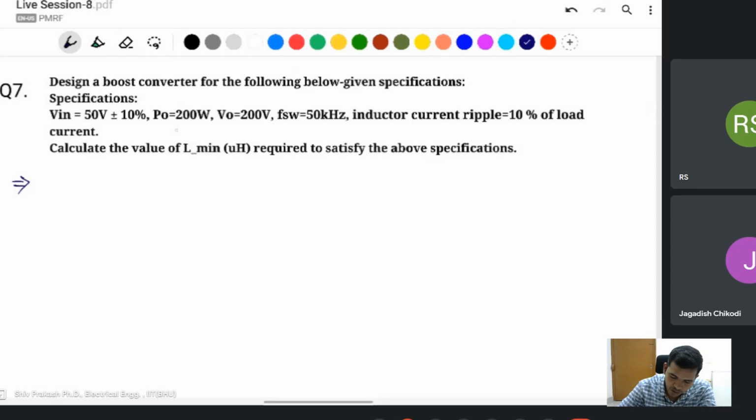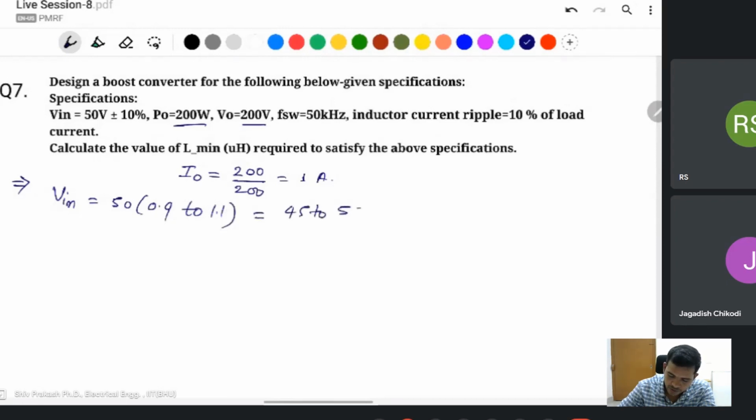For the boost converter output given, you can calculate the output current: 200 divided by 200, which is 1 ampere. V in plus minus 10% means 50 minus 10%, which is 45, and plus 10%, which is 55. So the range is 45 to 55 volt.